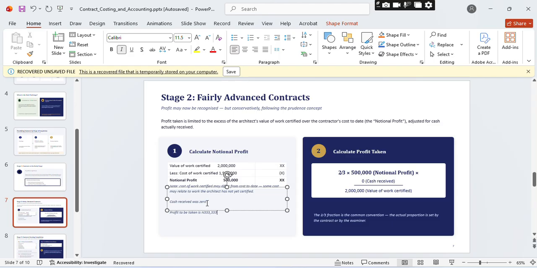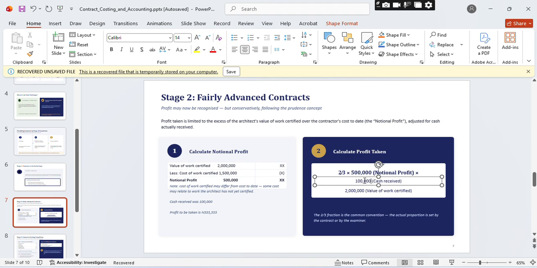Okay, so let's assume again that this contractor was already given a cash of 100,000 naira to start with. So 100,000 naira was what was given as the cash received. Let's assume that this is 100,000 naira.